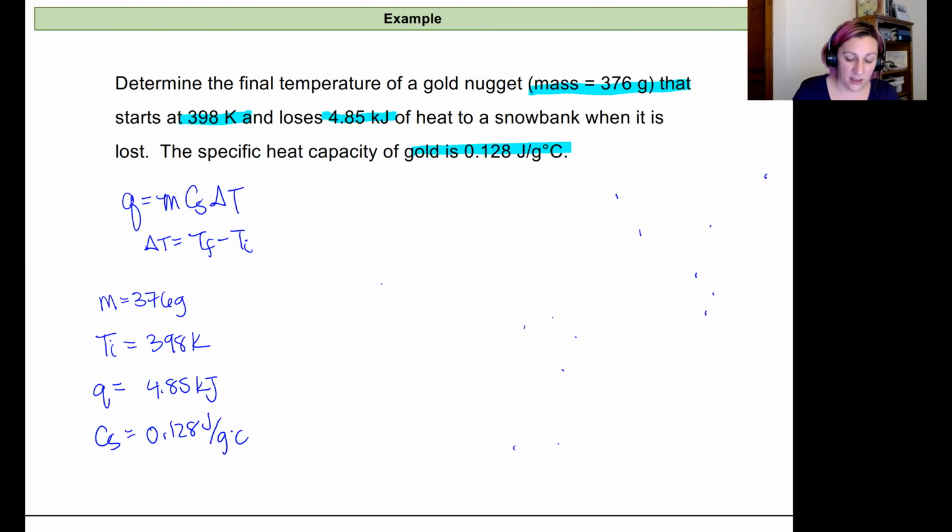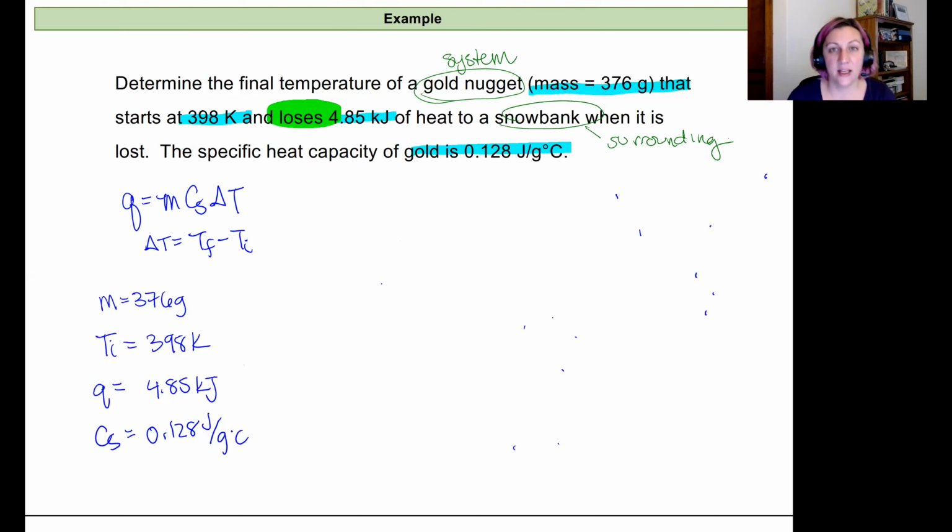Well, that information is in the problem. It says that 4.85 kilojoules of energy or heat is lost. And so it's going to be lost relative to the system. So that means that our gold nugget here, we're given the final temperature and the heat that's lost from the gold nugget. That becomes our system. And that's because all of the information we have is relative to the gold nugget and not the snow. We don't have the specific heat capacity of frozen water. Instead, we have the specific heat capacity of gold. So gold becomes our system and that snowbank is our surroundings.